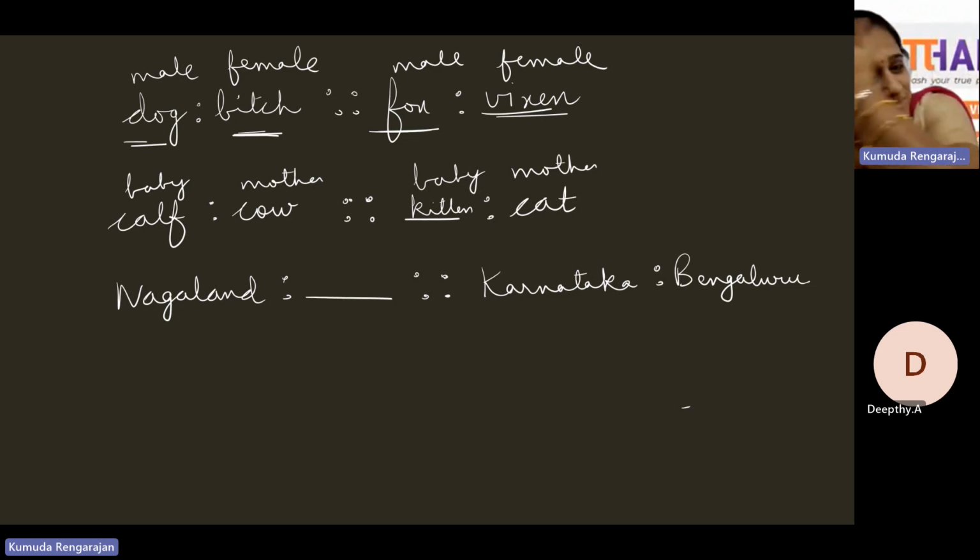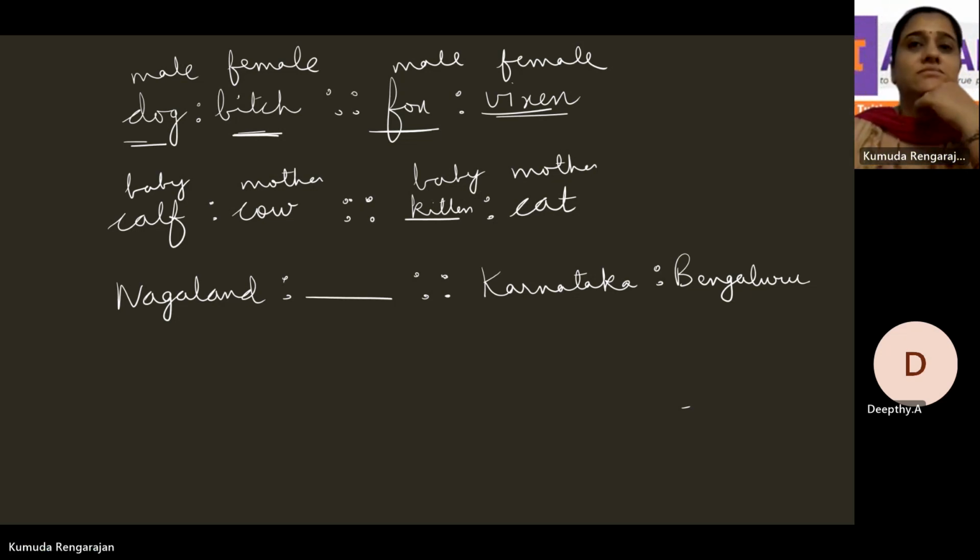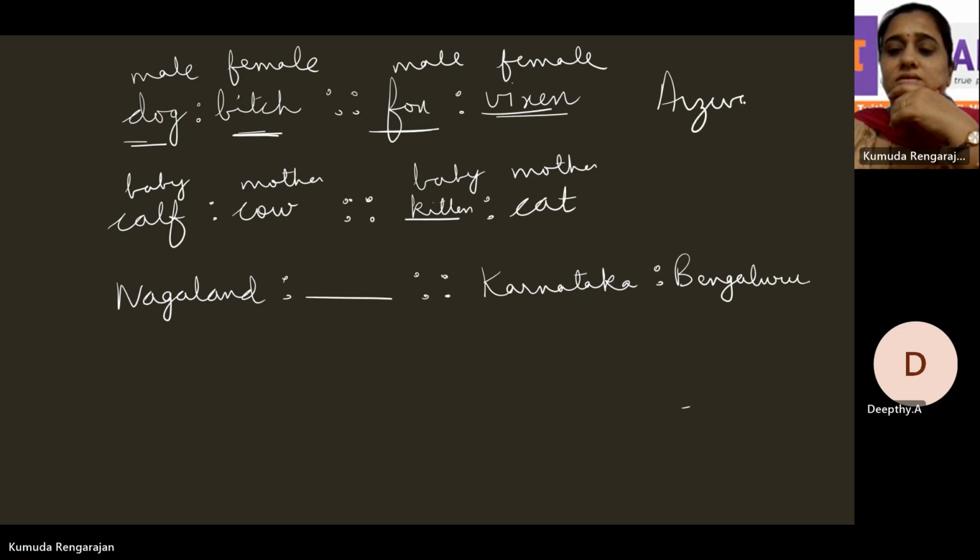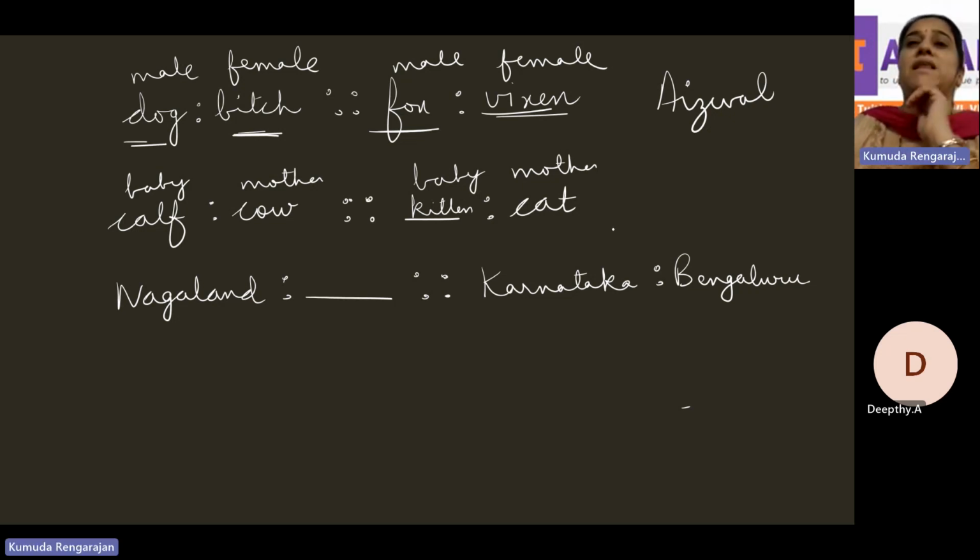So this is state, capital. Karnataka, Bengaluru. Nagaland. Mizoram is a state, it's not a capital city. The capital city of Mizoram. Manipur is a state, its capital is Imphal. Nagaland is Kohima.